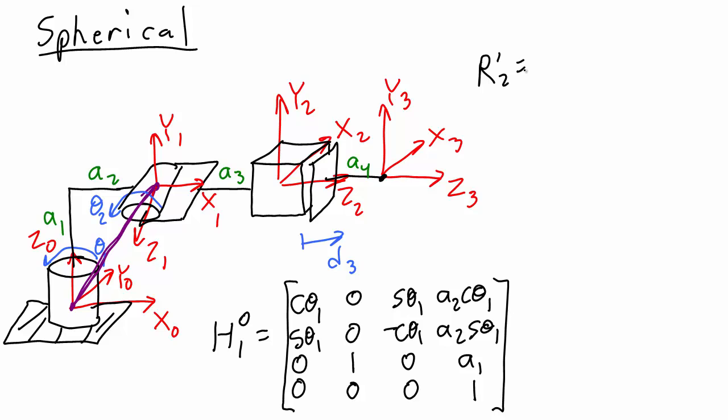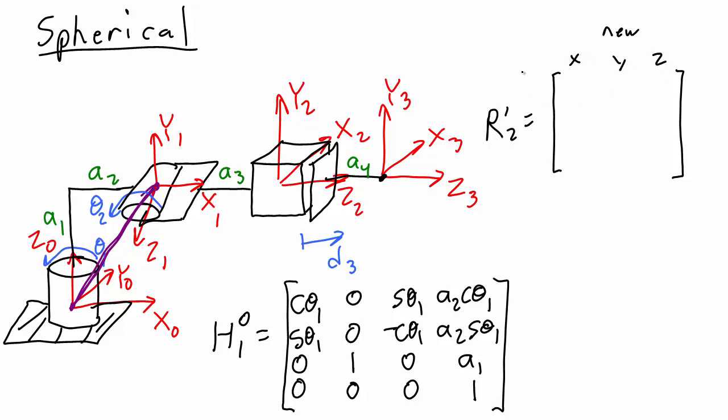Let's use our little trick for finding the part of the rotation that accounts for the different orientations of these frames. So up here I'll write new, this is x, y, z, and over here this is for the old axes x, y, z. My new x-axis is in the opposite direction as the old z-axis. So I put a -1 in the intersection of new x and old z.